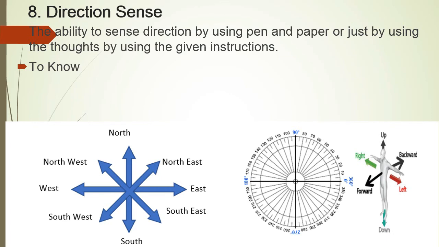So we can remember these 4 angles, and based on that we can determine or draw or know various other angles approximately. So the third thing we need to know in direction sense is up, down, left, right, front or forward, and back or backward. So these also we need to know in performing well in the direction sense.